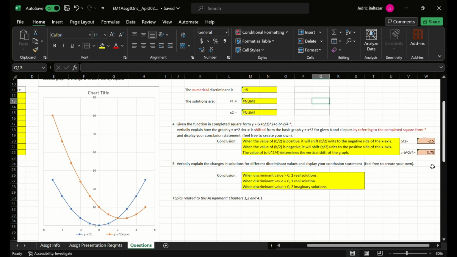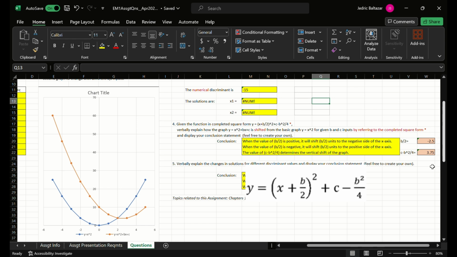Let's now look at the graph. The blue line represents the y equals x squared, and the orange line represents y equals x squared plus bx plus c. We can predict how much the orange line will shift using this formula, which is the completed square form of x squared plus bx plus c.